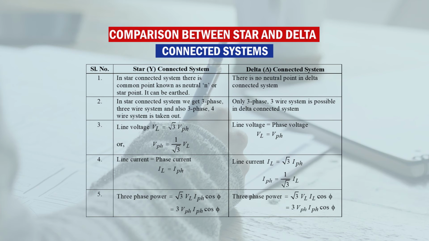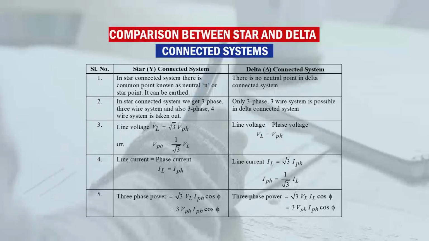And if we are talking about the next point, for the star connection you can note down that line current is equal to phase current, but in case of delta connection, line current is equal to root 3 times phase current, or you can say phase current is equal to 1 upon under root 3 times line current. And the expression for the power is the same for either the star connection or the delta connection. That means you cannot change the power.